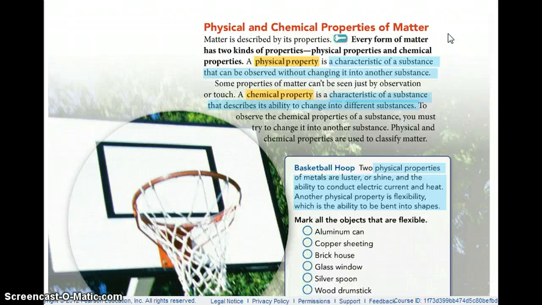And so when we look at chemical properties, these are the characteristics or the abilities of these things to be able to change into different things. And we're going to look at some of these. Physical properties are a lot easier to see and observe.